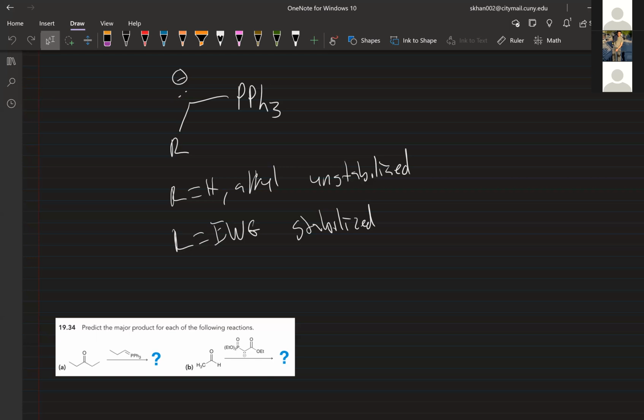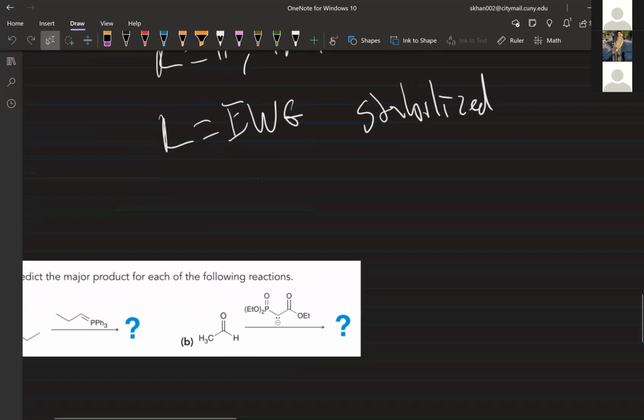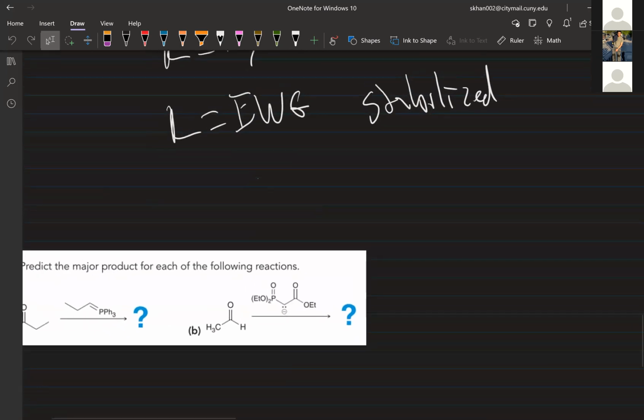The B is also a Wittig reaction. Yep. All right, this is technically the modification. What is it? HWE, I think that's what it's called, Horner-Wadsworth-Emmons, I forgot the full name of it. But it's still a Wittig type reaction. It's just slightly modified.